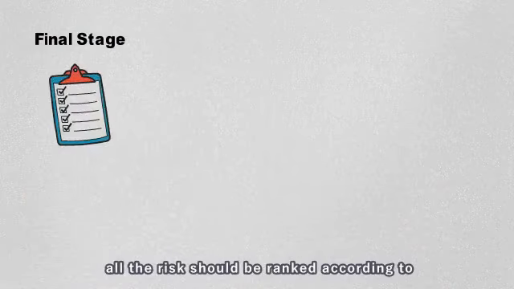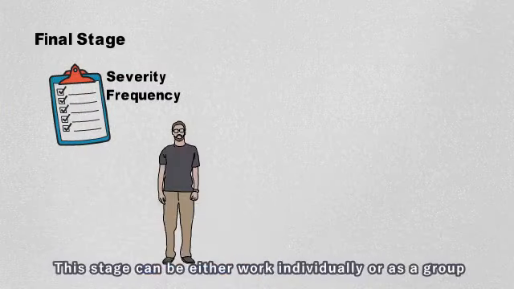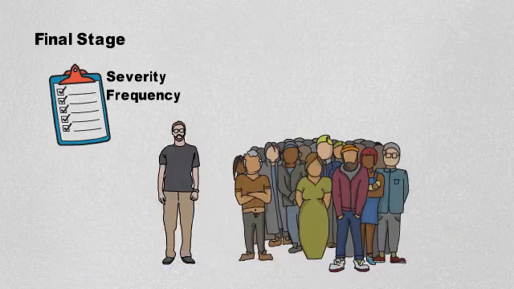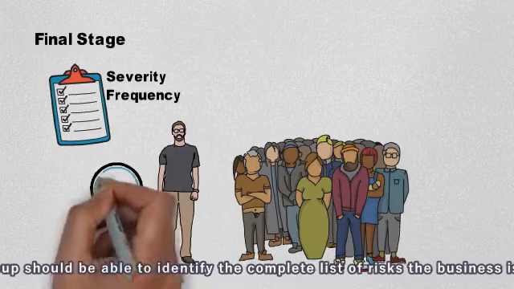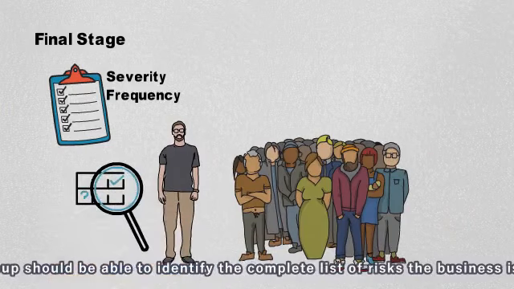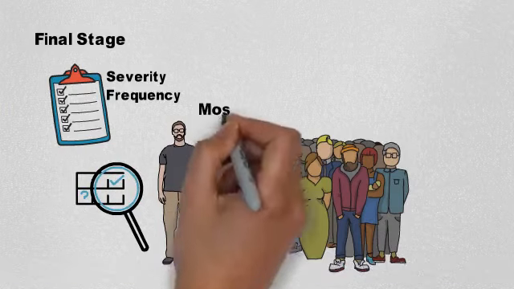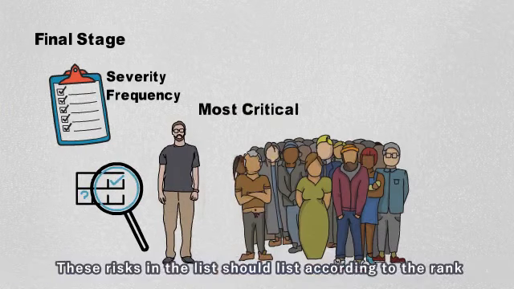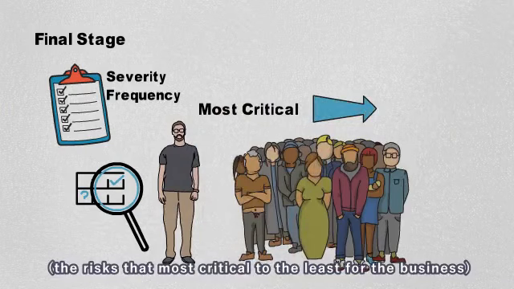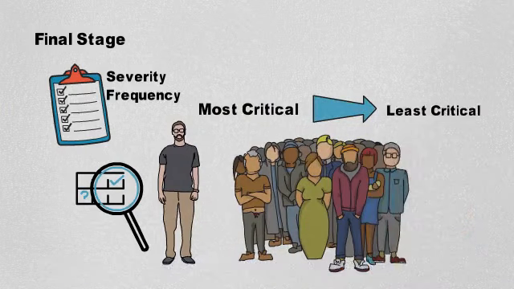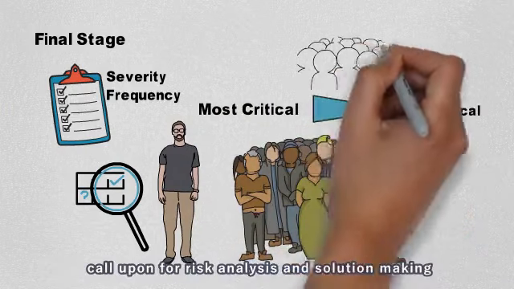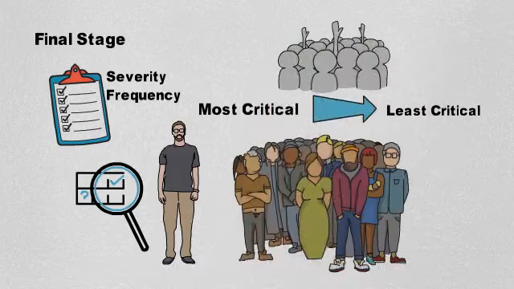In the final stage, participants are provided with a ranking sheet. All the risks should be ranked according to their severity and frequency. This stage can be worked either individually or as a group. Once finished ranking, the group should be able to identify the complete list of risks the business is facing. The risks in the list should be ordered according to rank, with the risk most critical to the business first. Another meeting shall be called for risk analysis and solution making.